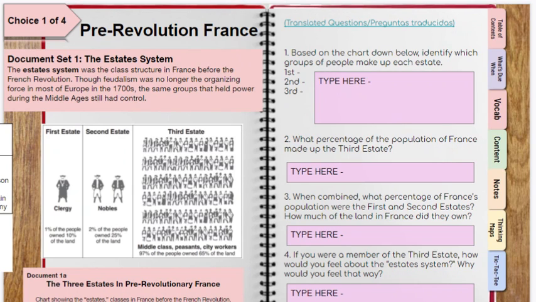So this is pre-revolutionary France. The estate system is the key thing to focus on here. Also, the powers that King Louis XVI had. So I hope this little overview helped.